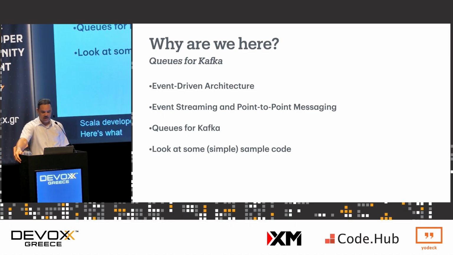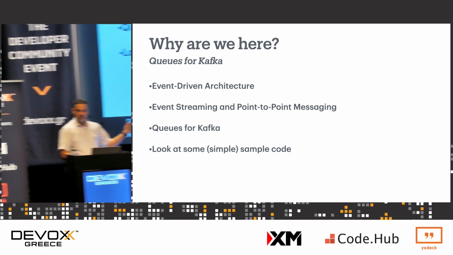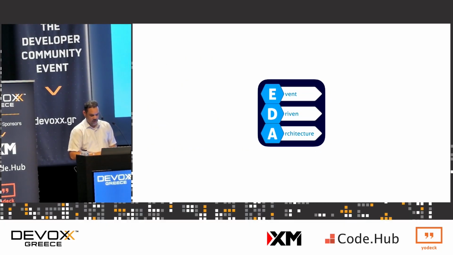Here's what we're going to do today. We're going to start off with event-driven architecture a little bit. We won't go too deep, but we will talk about event streaming and compare that to point-to-point messaging, or your task and queue-based type of workflows. Then we'll dive into queues for Kafka, what that means, what it is, how the API is constructed, and what happens on the broker side for that. And as time permits, we'll look at some code and a simple live example that I have. Okay, we good? Sounds like a plan.